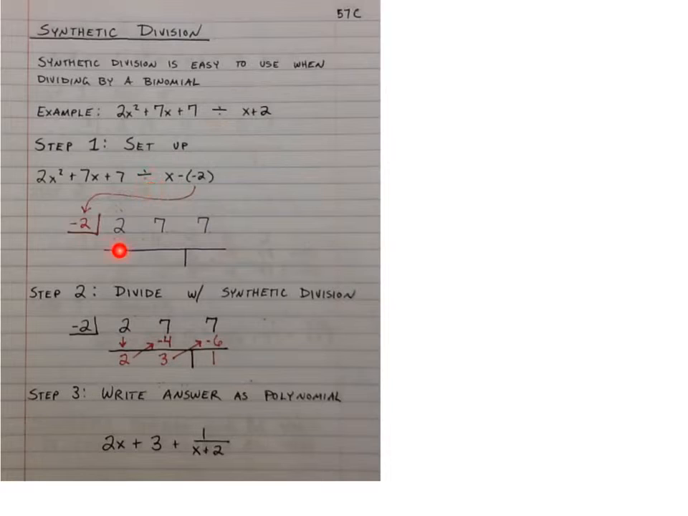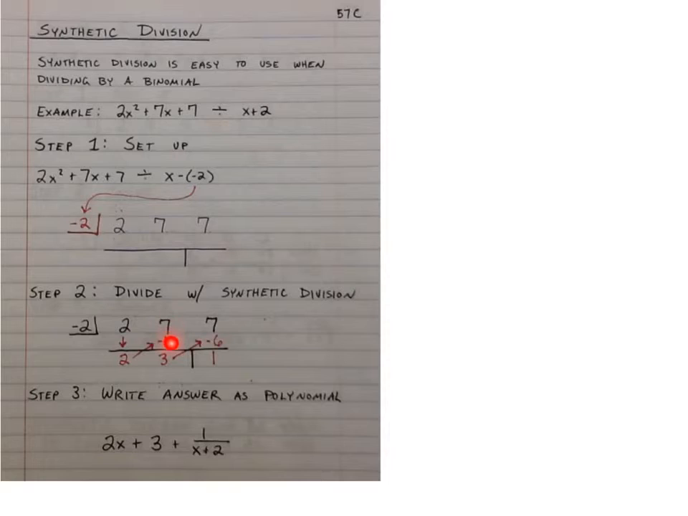Underneath that, you will create a bar with a little line down there. And then you use synthetic division to divide. So the first step of synthetic division is to carry your first number down, so 2 moves below and becomes a 2 underneath the line. From there, you multiply 2 times negative 2 and put it up where this is. 2 times negative 2 is negative 4.